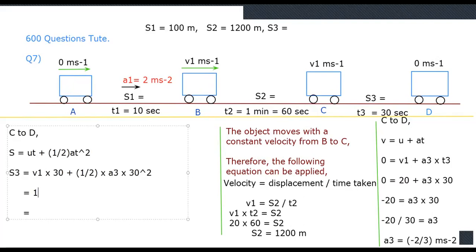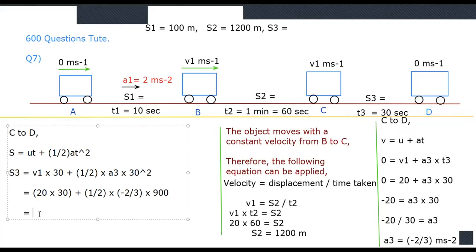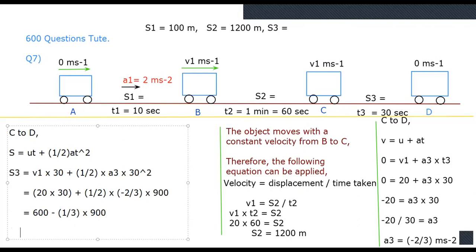We know that V1 is 20. V1 is 20, multiplied by the time taken T3, 30. Plus half into acceleration A3. We have found it as minus 2/3, into 30 square, which is 900. 20 times 30 is 600. Now you should understand this plus sign and this minus sign. The plus sign into the minus sign is minus. And this denominator 2 and this 2 cancelled out. Can you see it here? Finally, there will be 1/3 into 900. Is it clear here?